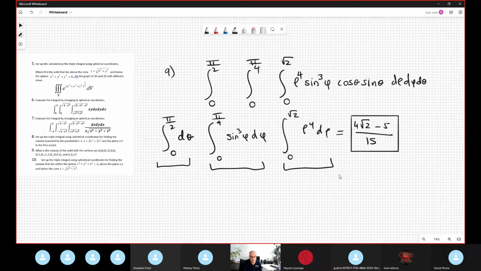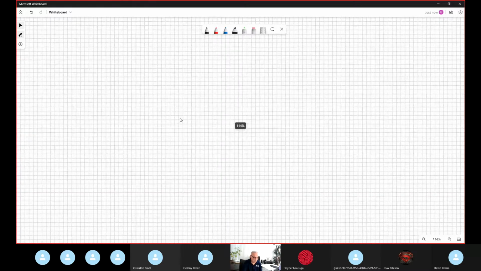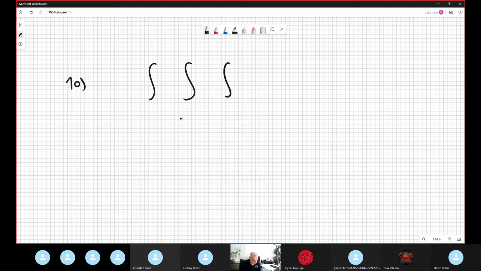Okay, I want to erase everything. I go directly to question 10. Good or no? Good. Okay. Question 10 is similar. I give you one integral. You need to understand the idea behind this integral, so how one hypothetical student sets this up.